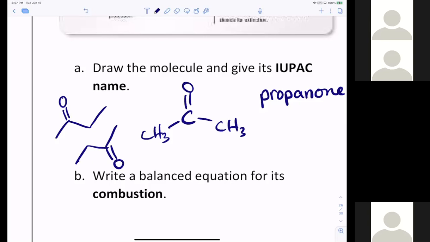So the first one where we would need it is pentanone, wouldn't it? With pentanone, the carbonyl could be on the 2nd carbon or the 3rd carbon. So you would need to say pentane 2-one or pentane 3-one.